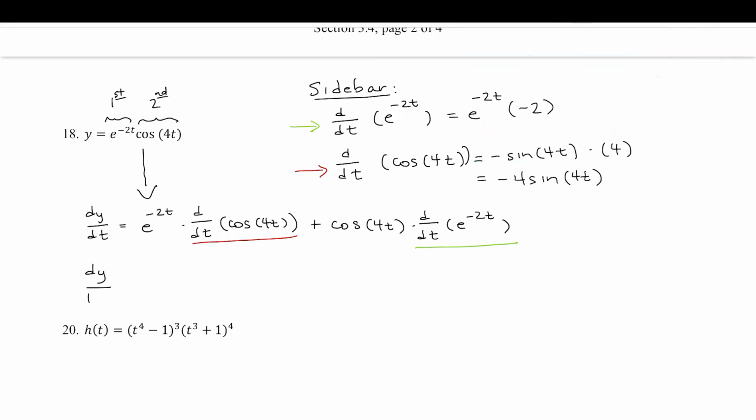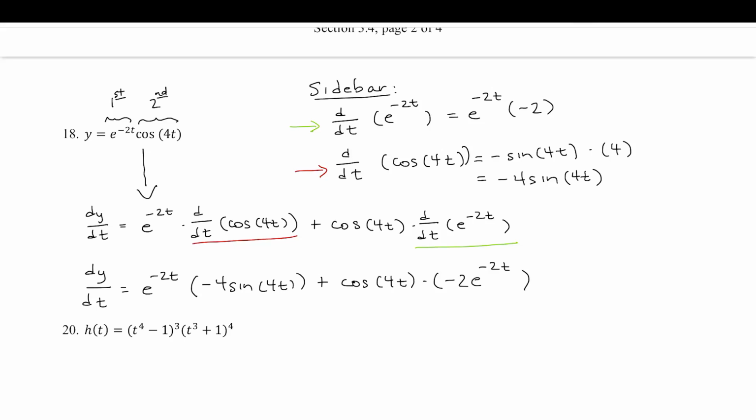In my next line, the derivative dy/dt is the first times the derivative of the second. What I found is that the derivative of the cosine of 4t is negative 4 times the sine of 4t. Then I have to take the second, cosine of 4t, times the derivative of the first. Based on what I did up above, the derivative of the first is negative 2e to the negative 2t. So I did put the negative 2 in the front.